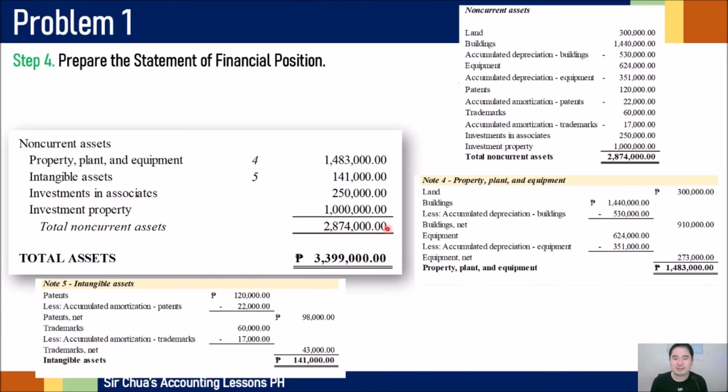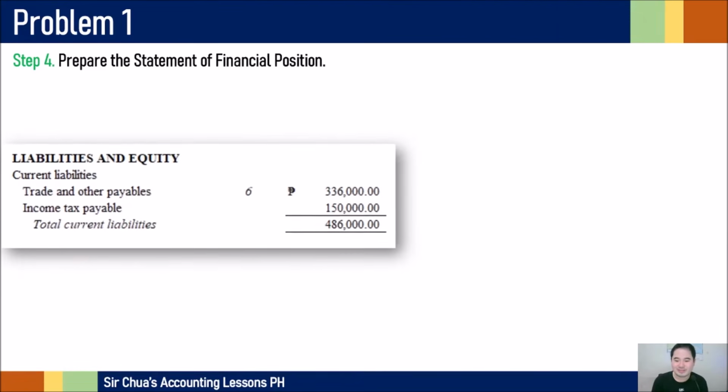to give you total non-current assets of 2,874,000. Since kompleto na po lahat ng asset, you can add your current plus non-current. You have your total assets of 3,399,000. Okay, let's proceed with your current liability section.